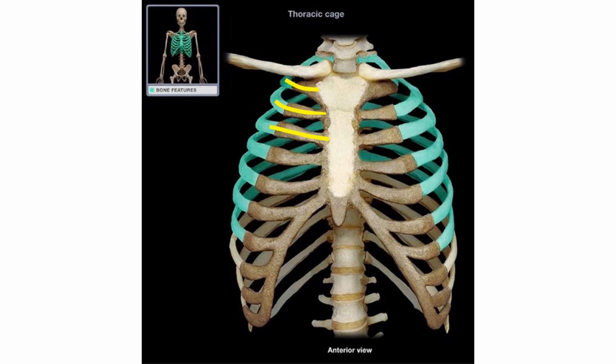Now, this is the third and fourth and fifth and sixth and seventh. These 7 ribs articulate with the sternum, and they are called true ribs. Why? Because they start at thoracic vertebrae and end up anteriorly on the sternum. They are 7 in number.